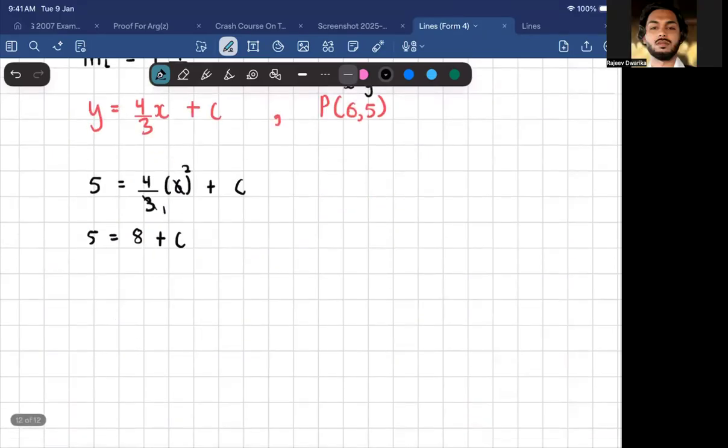Now, this might look a little confusing. So what I would advise you to do is flip the left-hand side and the right-hand side, to put c on the left-hand side. So if I were to flip this and put c on the left-hand side, what would that look like?